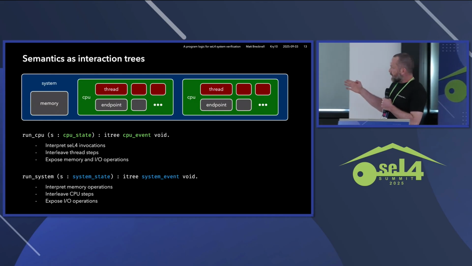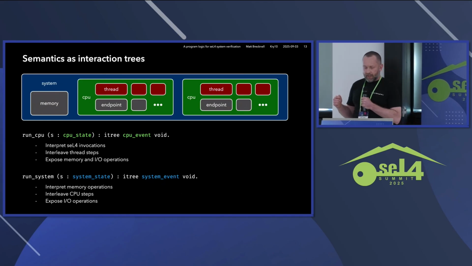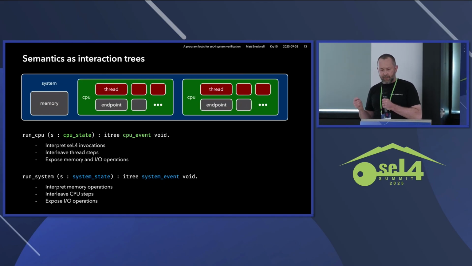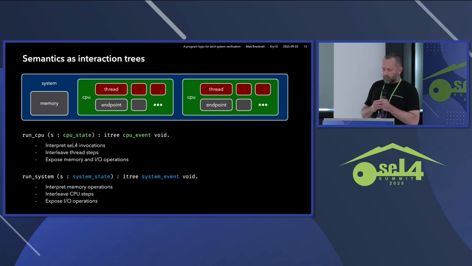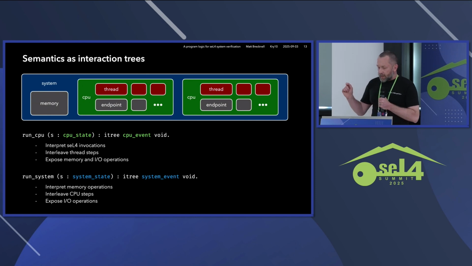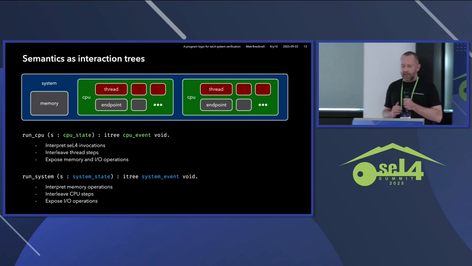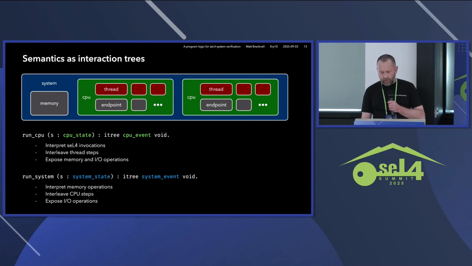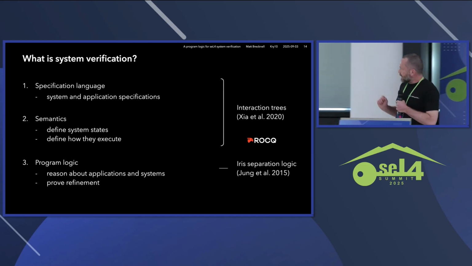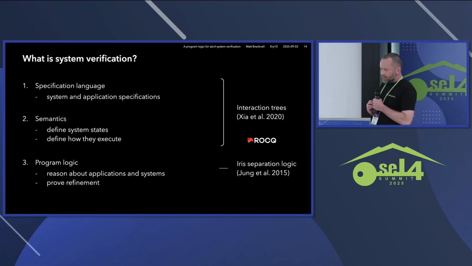And finally, run system does the thing at the next level of composition. It interprets those memory operations, interleaves the CPU steps, but exposes the I/O operations in the trace of system events. One nice consequence of describing the semantics as interaction trees is that these are actually executable specifications. In principle, we should be able to actually extract a runnable program from these specifications to simulate a system. Cool, so that's a high-level overview of what the semantics would look like.